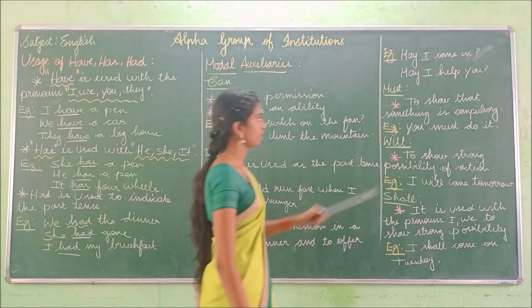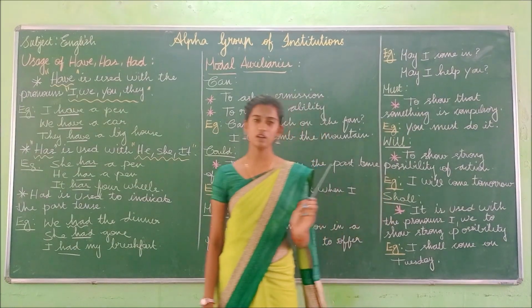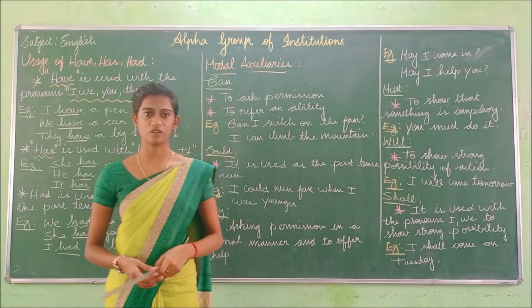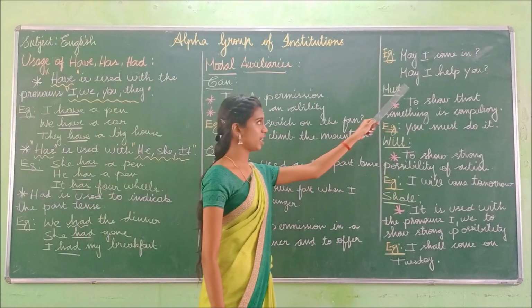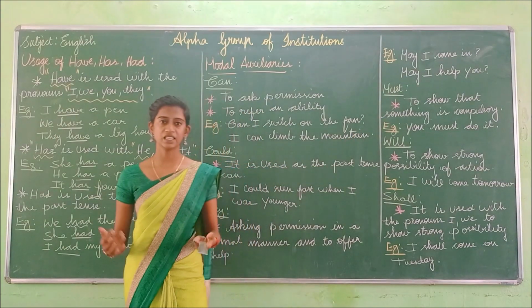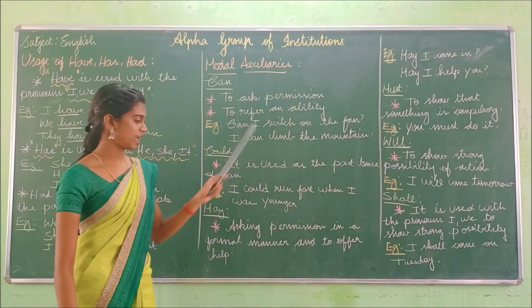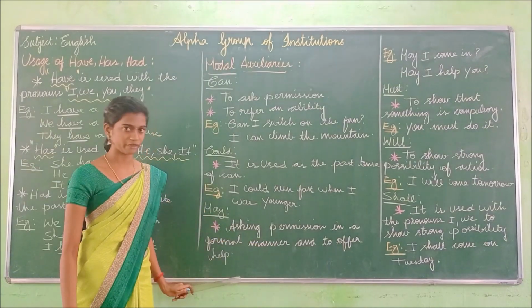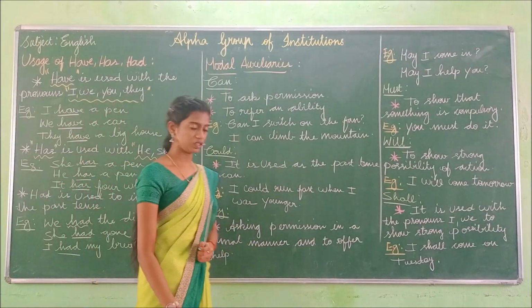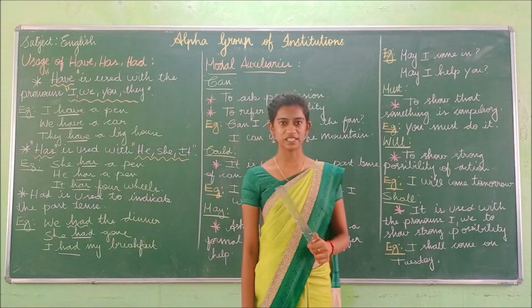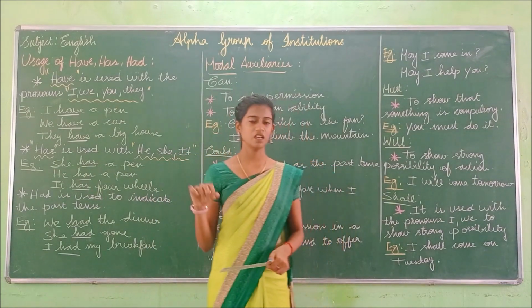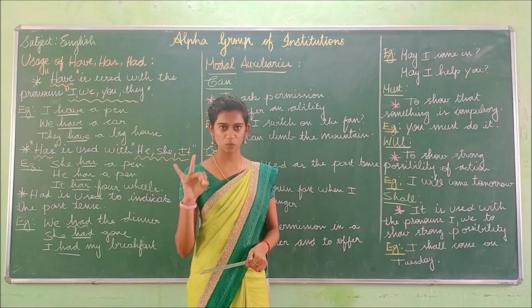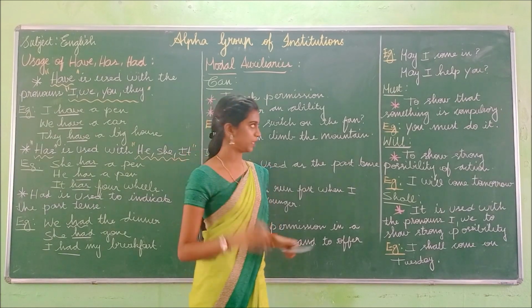The examples are: May I come in? It is asking permission. May I help you? It is offering help. So it is used to ask permission and to offer help. In this case, we have to use the modal auxiliary may. So we have seen three: the first one is can, the second one is could, and the third one is may.